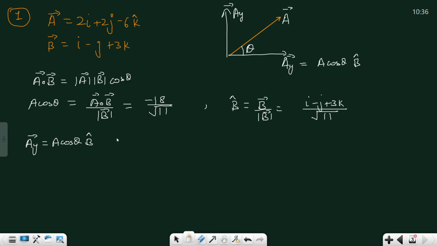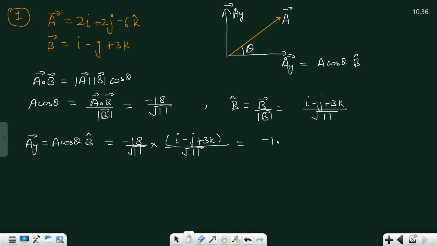Clear? So a cos theta, which is minus 18 by root 11, into my unit vector, which is minus i. Sorry, not minus i, it's (i minus j plus 3k) divided by root 11.